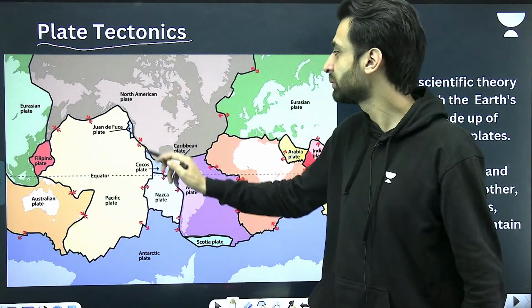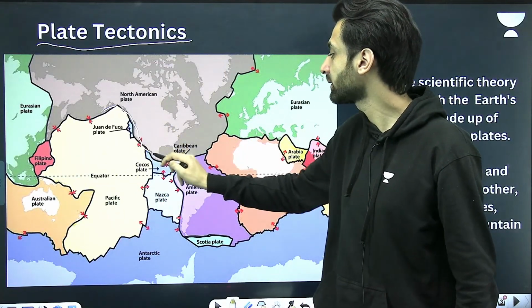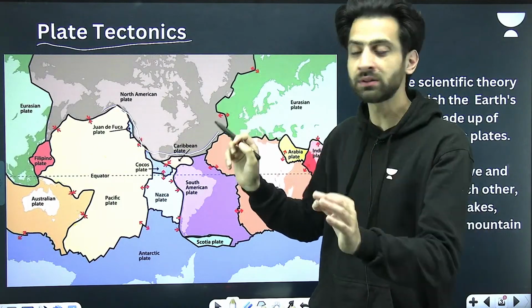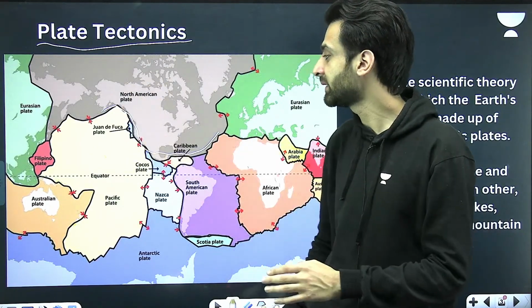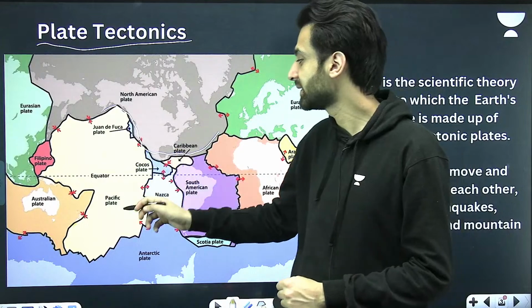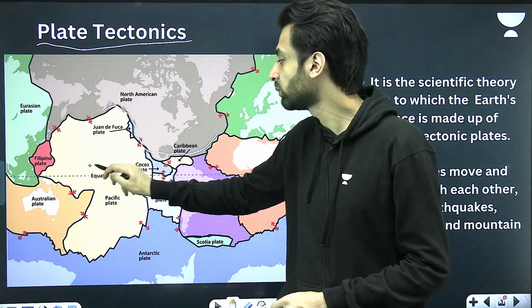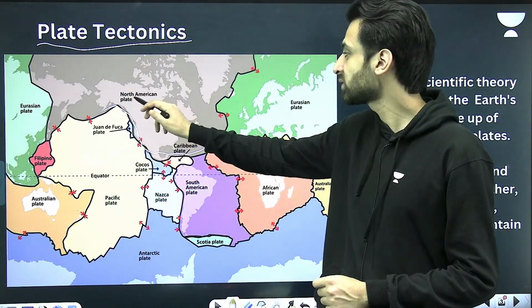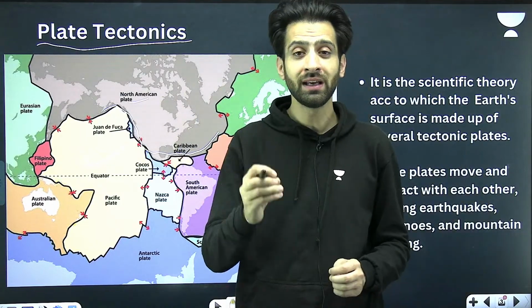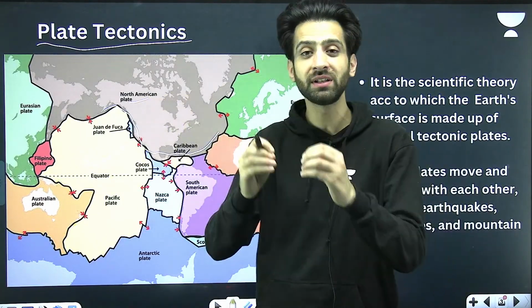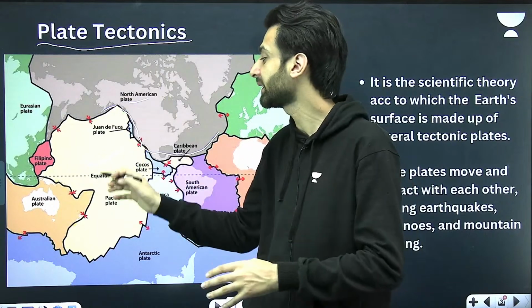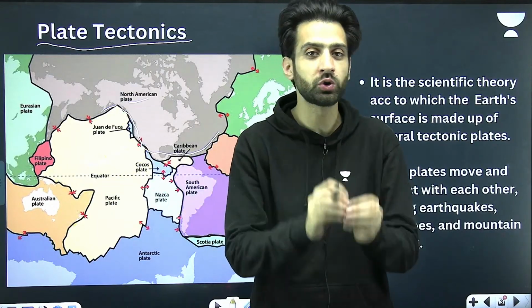If you look at this diagram, you will see this is the North American plate. Just observe the pattern. This is the North American plate, and then you will find one other plate, that is the Pacific plate. This yellow one is the Pacific plate, and this one is the North American plate. The name suggests that this has to do with the land part, the continent part, and this has to do with the oceanic part.